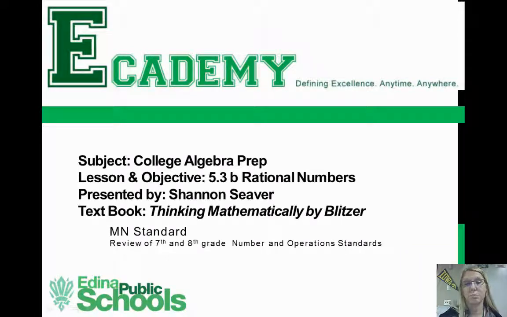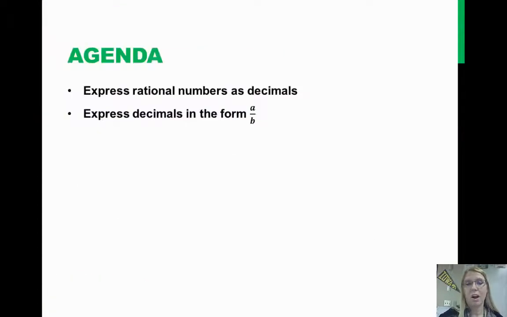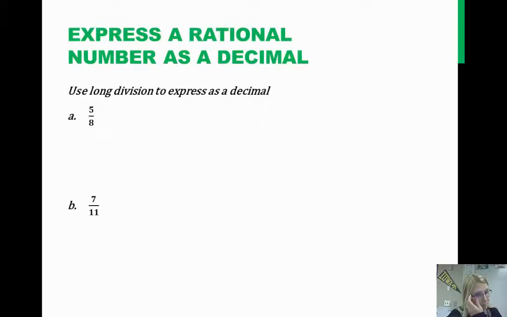Today we are looking particularly at Part B of rational numbers. On our agenda for today is to express rational numbers as decimals, and then in reverse of that, we're going to express decimals as rational numbers in the form a over b. So on the first one that we have here, we're going to express these rational numbers as a decimal.